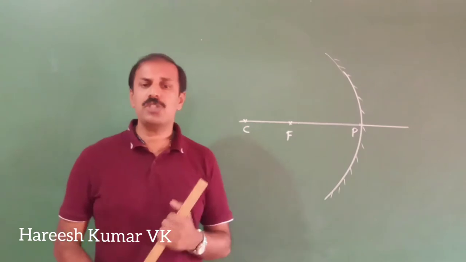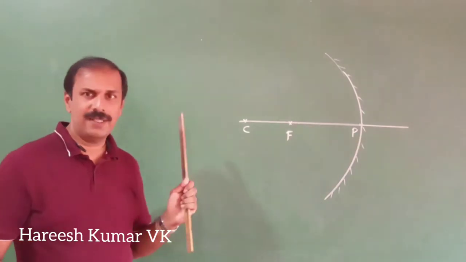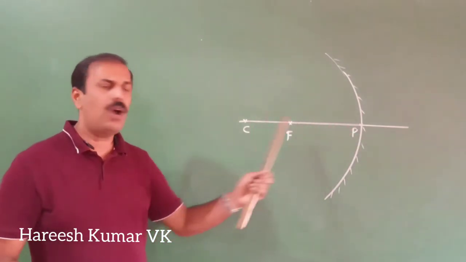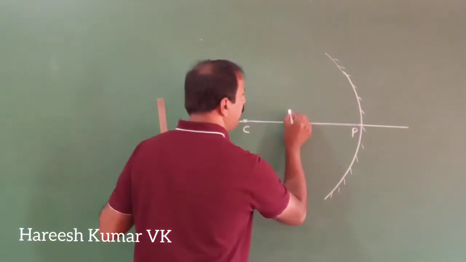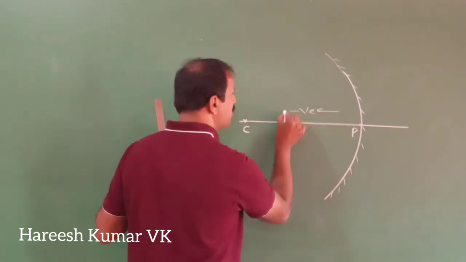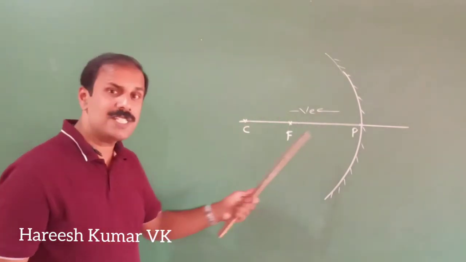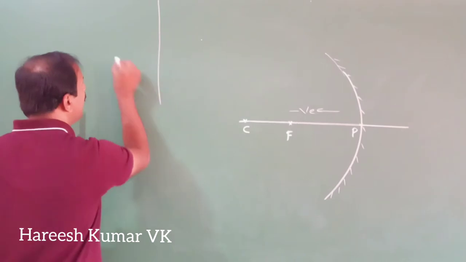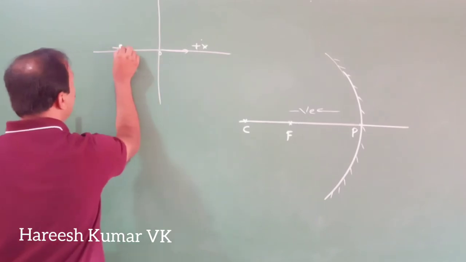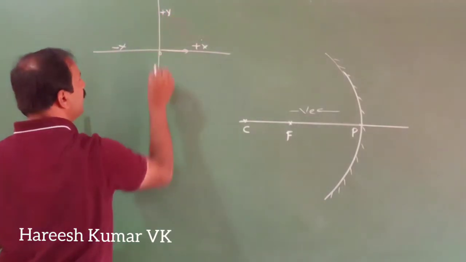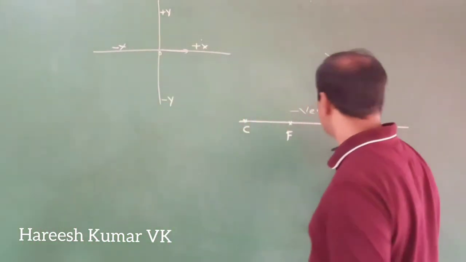The next one is, from the pole, all the distances measured towards this side, that is, the side of the object, will be negative. If you are measuring any distance, for this mirror the focal length should be negative, since it is toward this side. This is the same as our graph sheet. In a graph sheet, we have the origin here, and this is plus x, this is minus x, this is plus y, this is minus y. Same concept we are using here also. So this P can be considered as the origin.